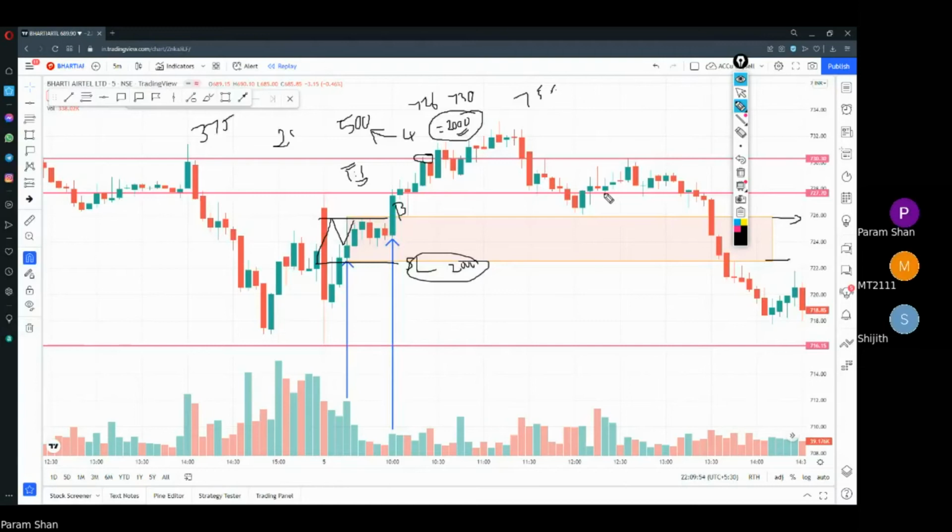How can we get a confirmation? The previous candle we are talking about, this is the high and this is the low. If the price is breaking this low of the candle, it is better to exit the remaining 125 at this price.